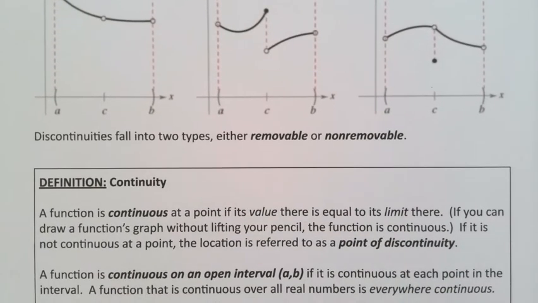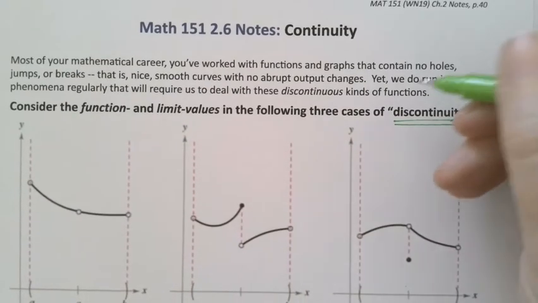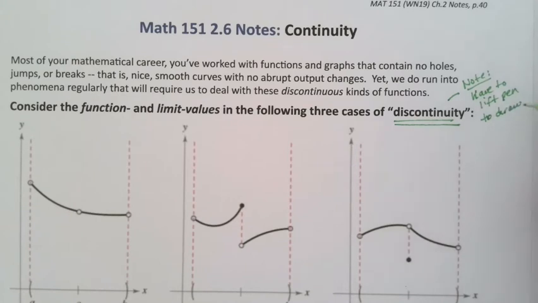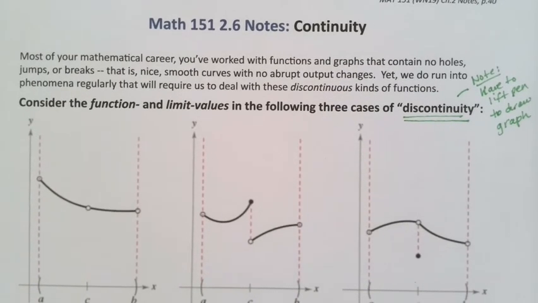So down below, if you can draw your function's graph without lifting a pencil, it's called being continuous. So note, discontinuity means we would have to lift the pen to draw the graph, right? You have to pick up the pen and set it back down. That is a discontinuous graph. A continuous graph, by contrast, which is defined down below, would mean we'd never have to lift up the pen. So for discontinuous graphs, I would have to pick it up.